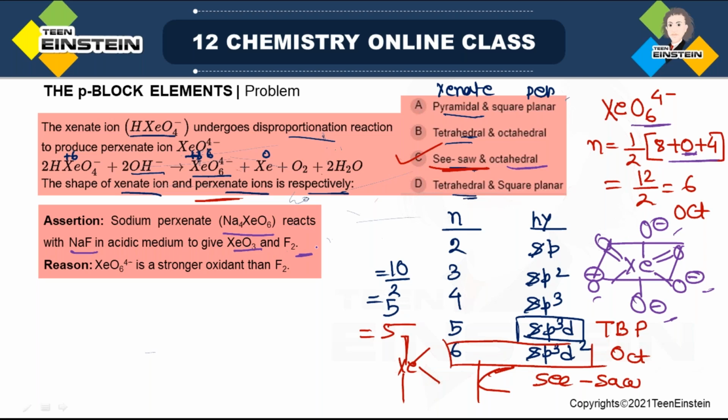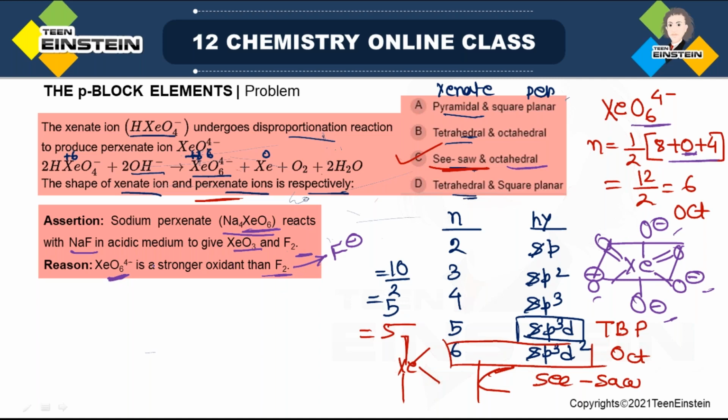And the reason statement is: Perxenate ion, that is this ion, which is already present in this molecule, just remove all the 4 sodium plus and you can get that, is a stronger oxidant than F2. Now we know that F2 is a very strong oxidizing agent, and after accepting electron, it is converted to F minus, right? Because it is accepting electron.